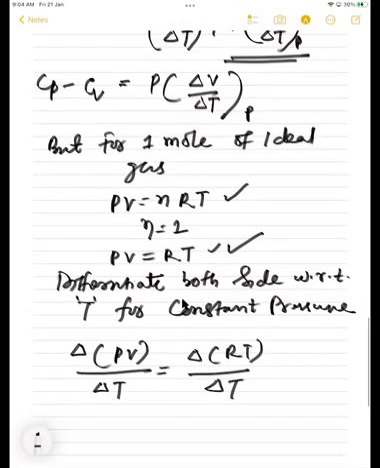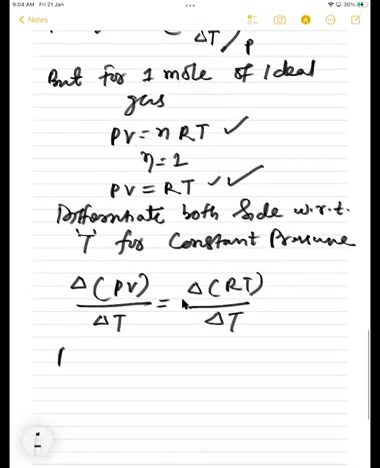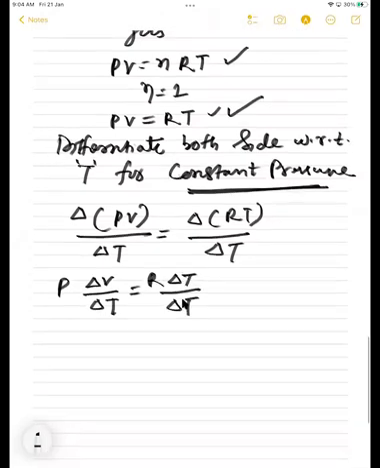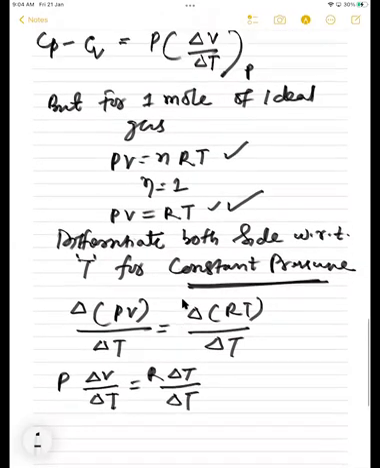And this P delta V by delta T, how much do you get? If pressure is constant, as we wrote here, then pressure will come out. Then delta V by delta T is equal to R coming out, delta T by delta T, right? Are you getting my point? Yes or no?